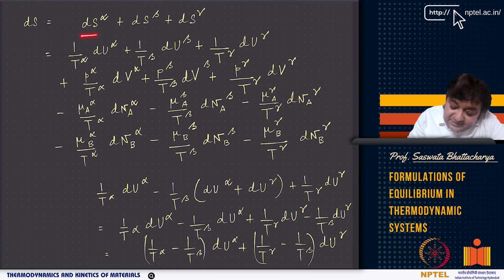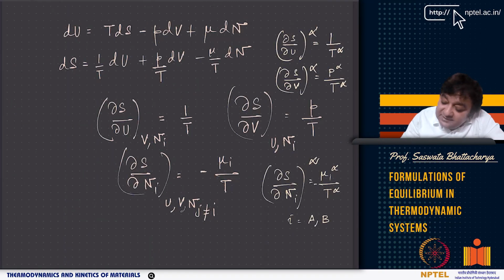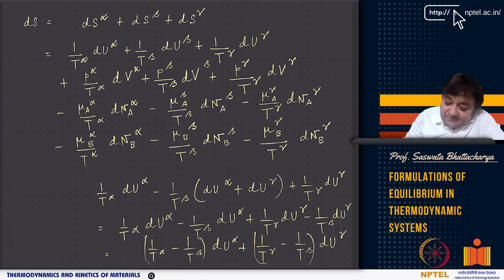Now if I write this dS alpha, dS beta and dS gamma, we substitute the coefficients in the exact differential expression. What are the coefficients? We have already seen. For the alpha subsystem it is 1 by T alpha, for beta it will be 1 by T beta, and for gamma it will be 1 by T gamma, when I am associating dU alpha, dU beta and dU gamma. So dU alpha 1 by T alpha, dU beta 1 by T beta, dU gamma 1 by T gamma.